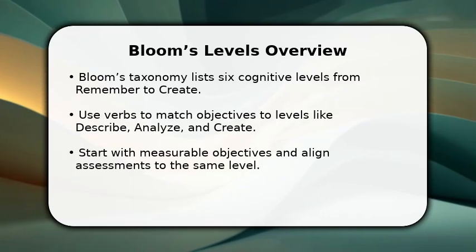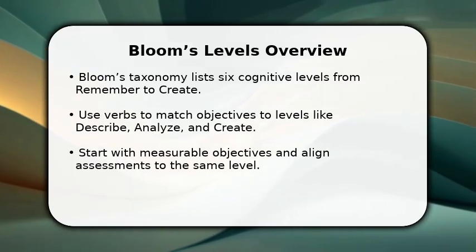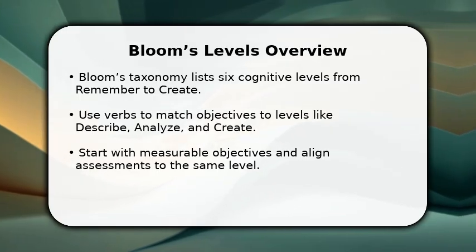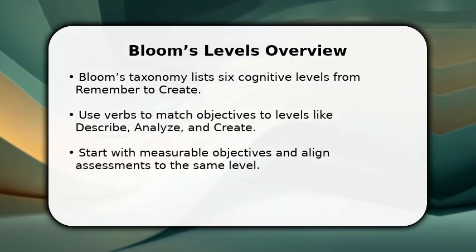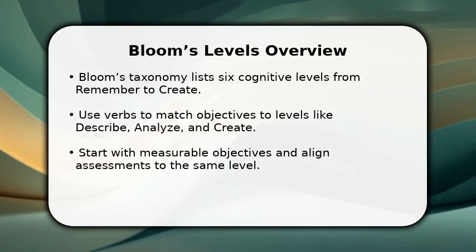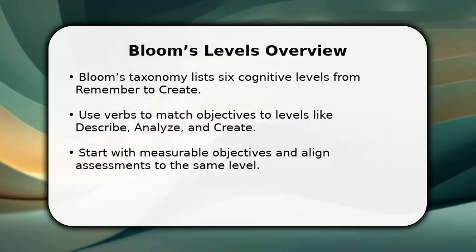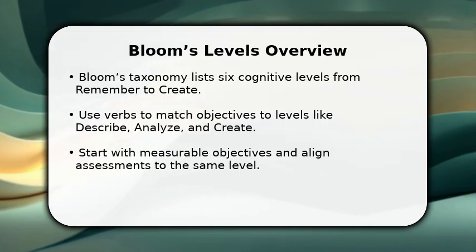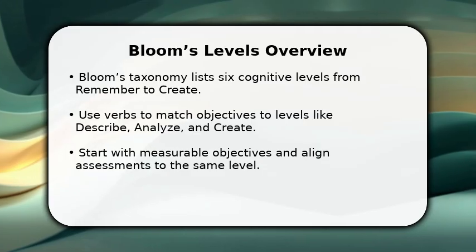Bloom's taxonomy lists 6 cognitive levels from remember to create. Begin lesson planning by defining one clear objective per lesson. Use specific verbs to match objectives to taxonomy levels, like define, compare, and create. Write objectives that are measurable and observable by students and teachers.